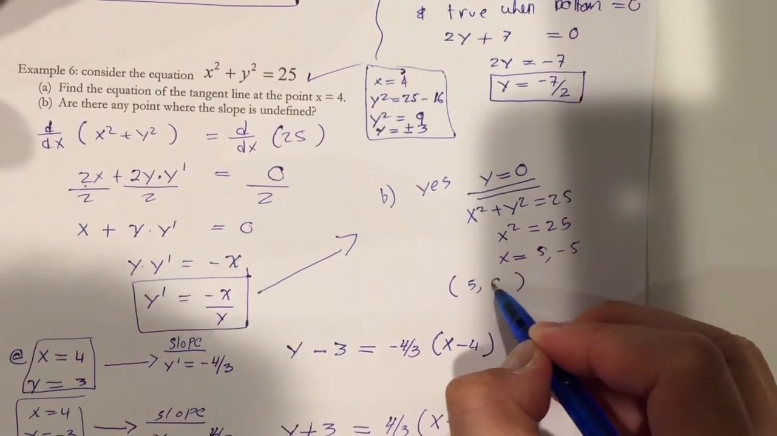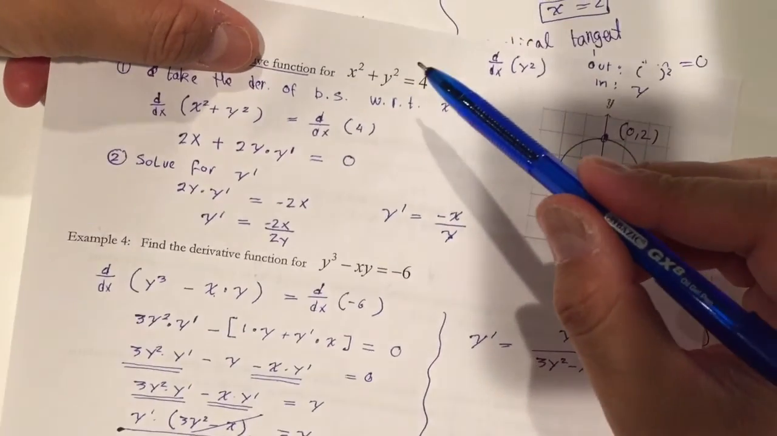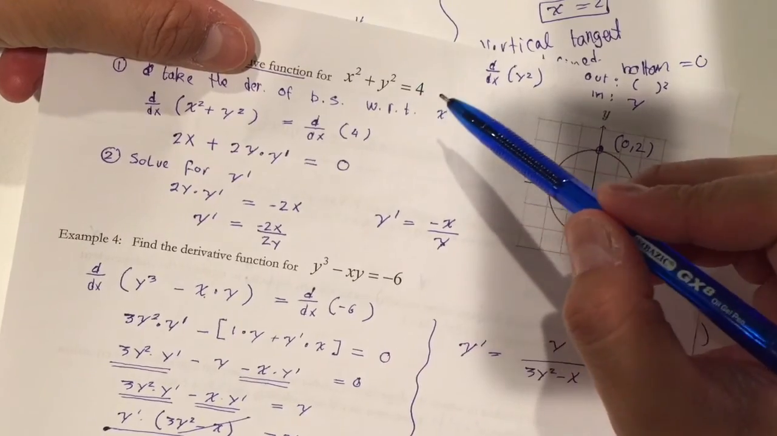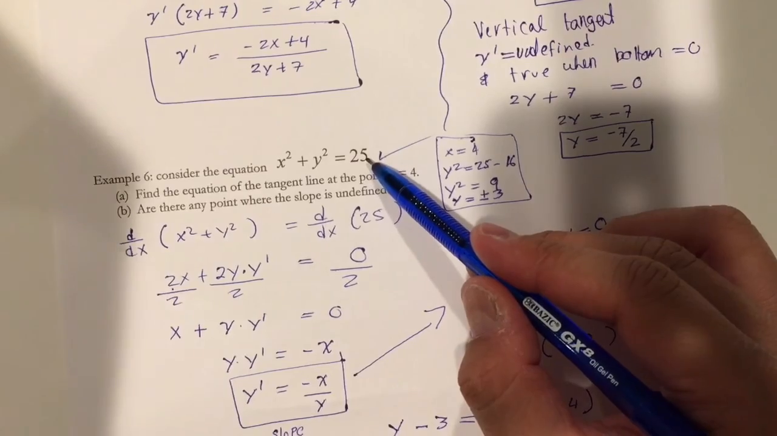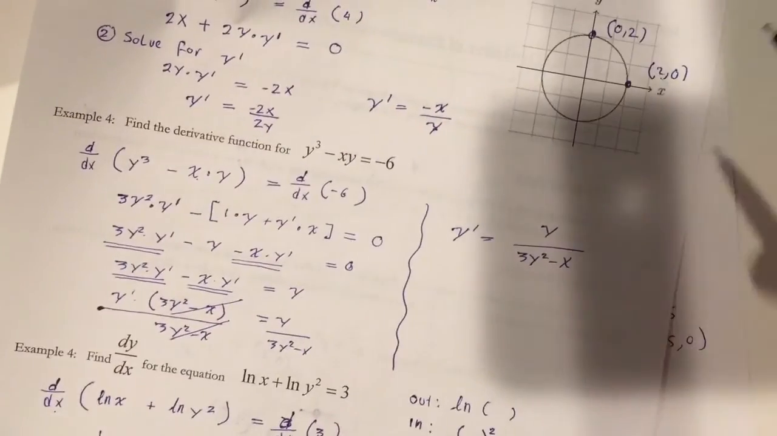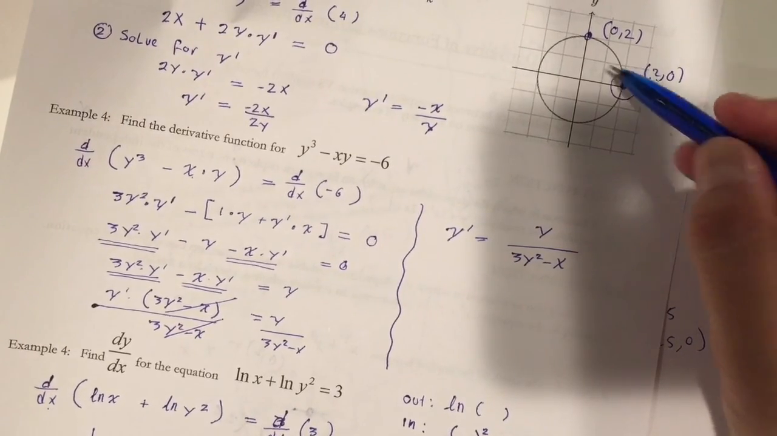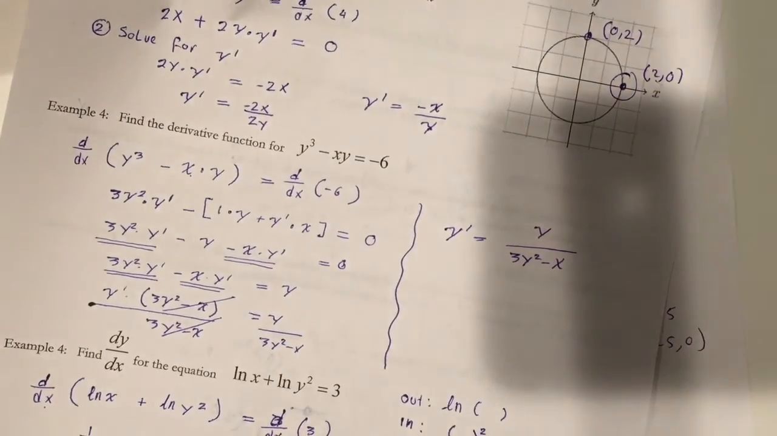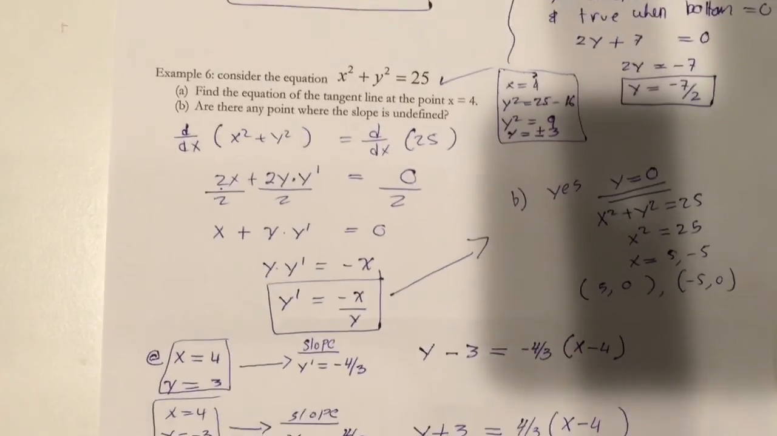Those points are (5, 0) and (-5, 0), which kind of makes sense because if you look back at this graph right here, this is just an alternative version of the equation of a circle, but instead of having a radius of 5, the radius is the square root of that number. This one has a radius of 4. So at this point right here, (5, 0) and then (-5, 0), that's where the graph has a vertical tangent line, or the slope is undefined. So there you go.